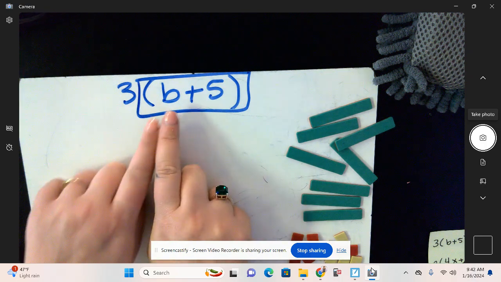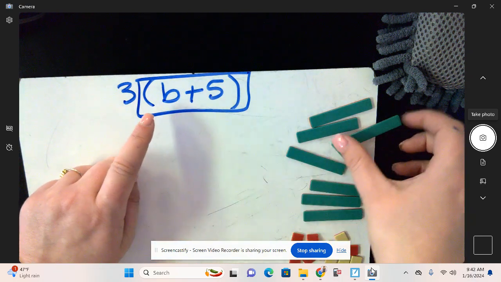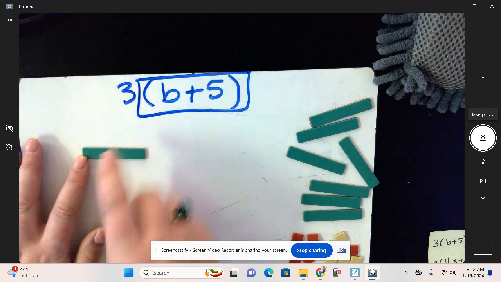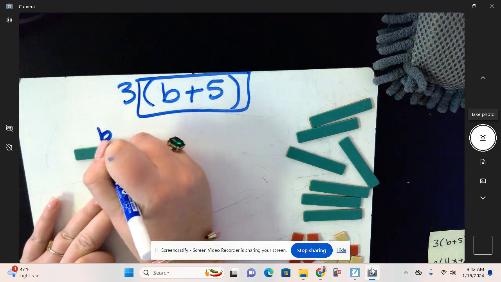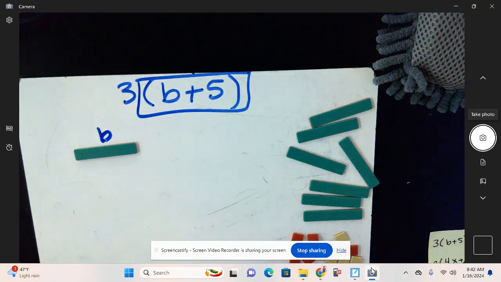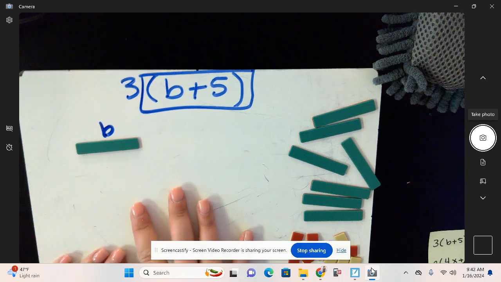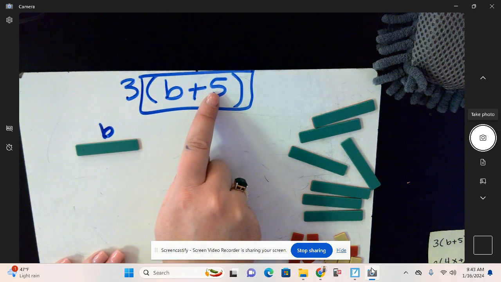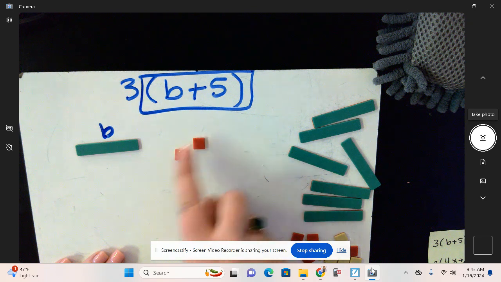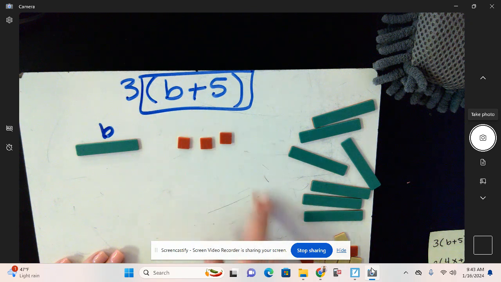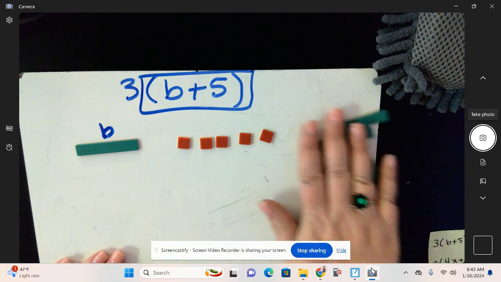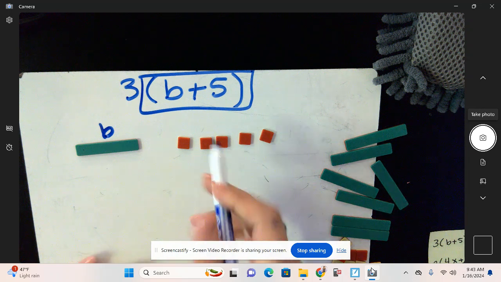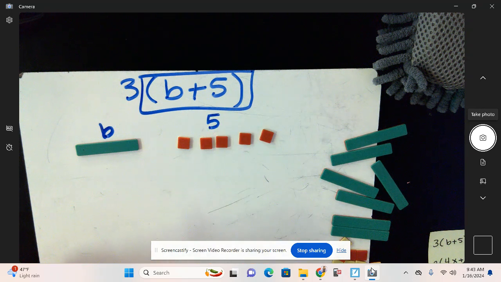All right, I have 1 b. So this represents b, and I have one of them. Okay, so this is b. And I have how many ones? 5. So I need 5 red ones. So make sure they're red. 5 red ones. All right, your board should look like mine.